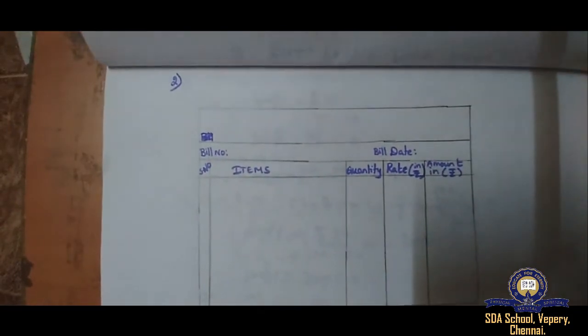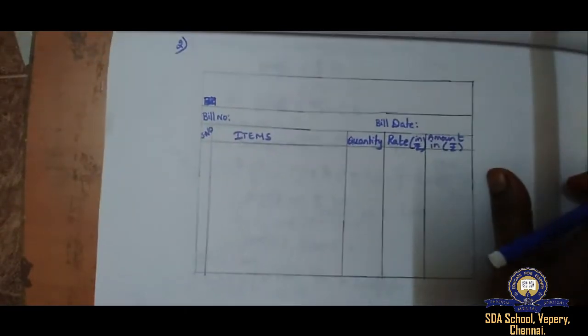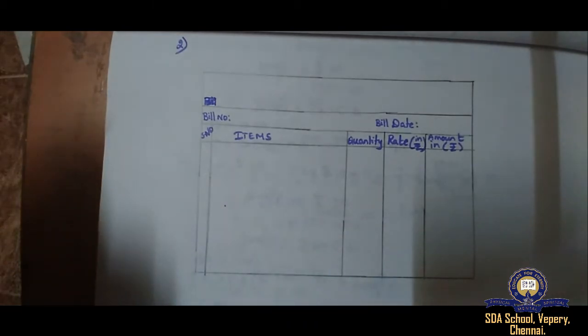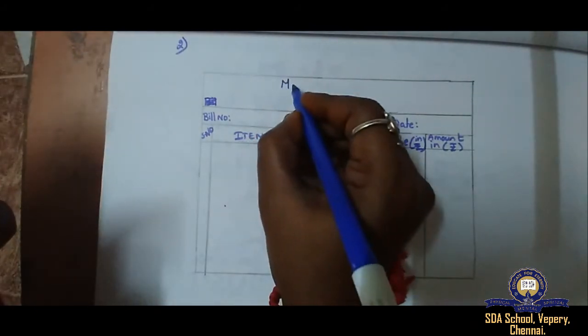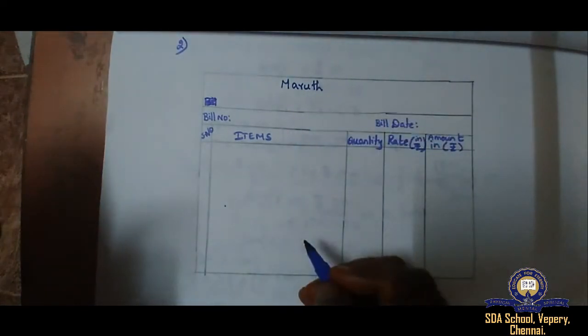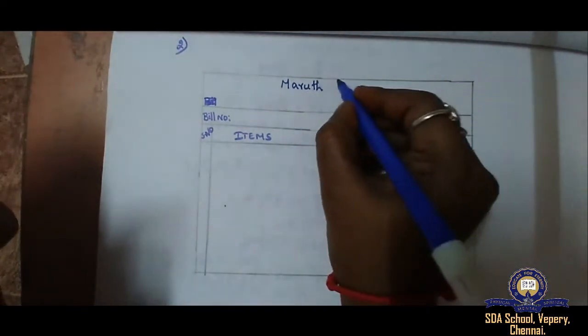Next, second question, preparing a bill. We have to prepare a bill with the given question. In Marudu book, they are purchasing some books. So first we need to write the name of the shop. Marudu book. We can write a tabular column like this. We have to draw neatly in your classwork.